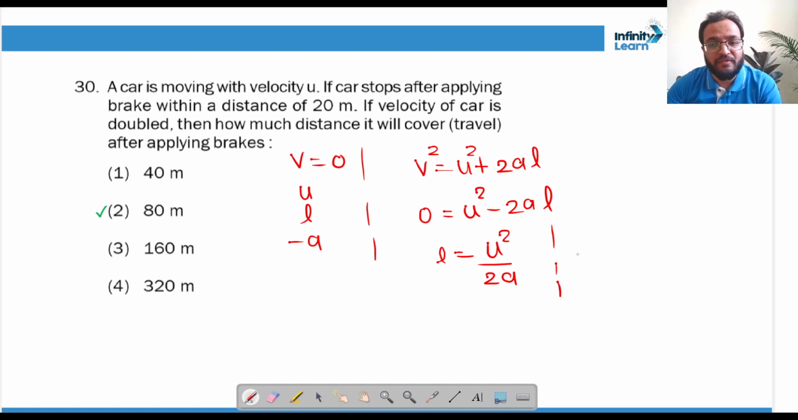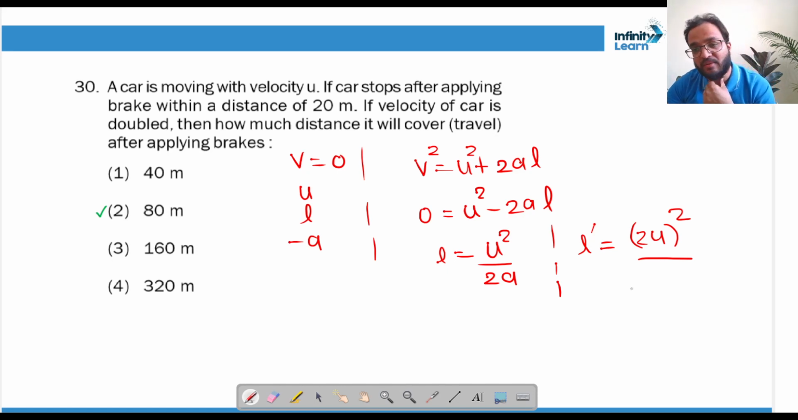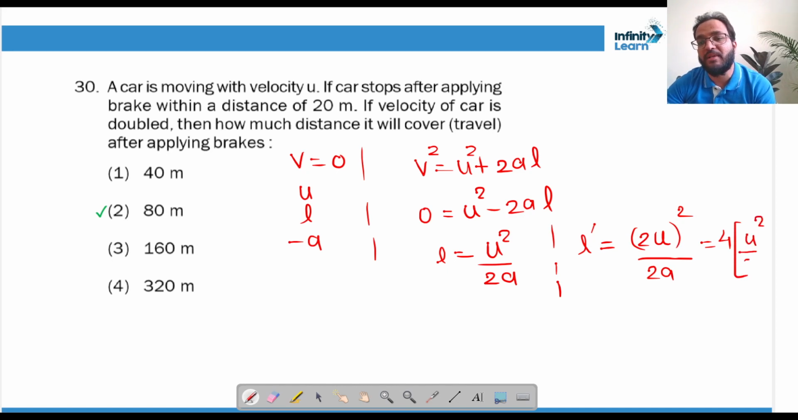Now they are saying if they double the speed of the car, then how much distance will it travel? If the velocity of the car is doubled, how much distance will it cover after applying brakes? So it is 2u. So it is 2 times u whole square by 2a, that is 4 times u square by 2a. So L dash is equal to 4 into L. So it is 4 into 20. Answer is simply 80 meters.